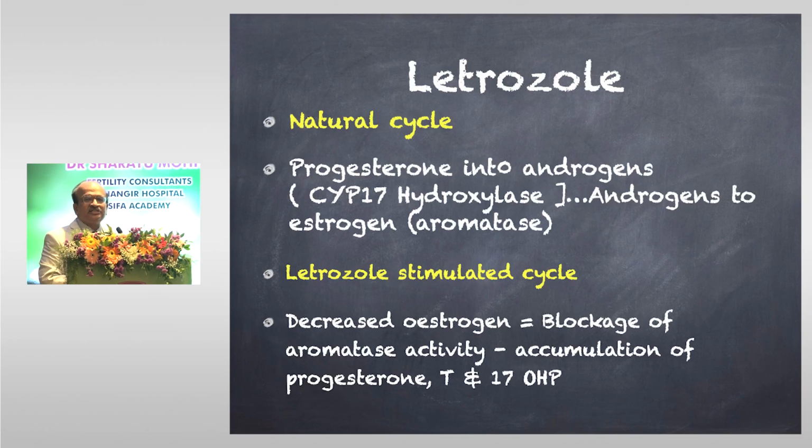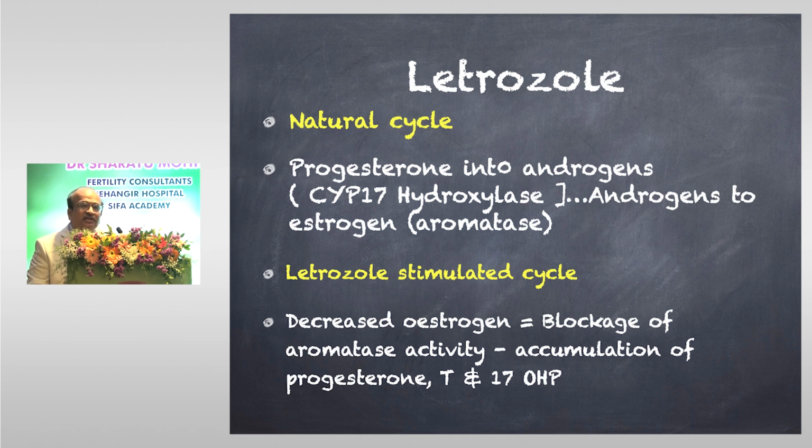Sure. Okay, let's understand a bit about letrozole. I think this is the commonest ovulation-inducing agent we use in our practice. So what happens in a natural cycle? In a natural cycle, progesterone gets converted to androgens, and then androgens to estradiol, which you just studied.